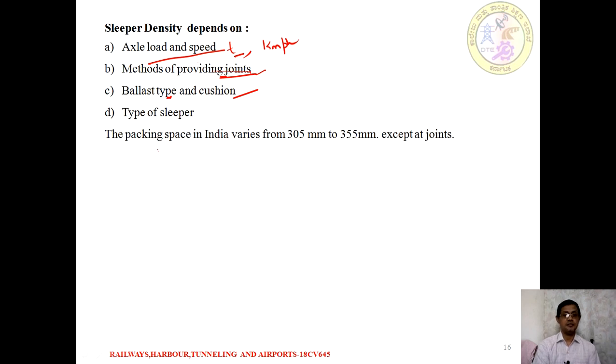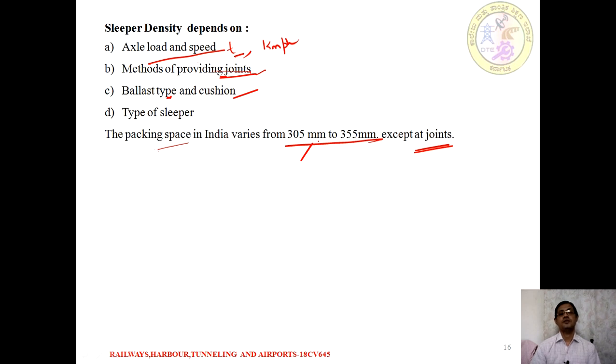Next is the packing space. The spacing we provide between the sleeper and the ballast varies from 305 mm to 355 mm, except at the rail joint. So usually the packing space is 305 mm to 355 mm.